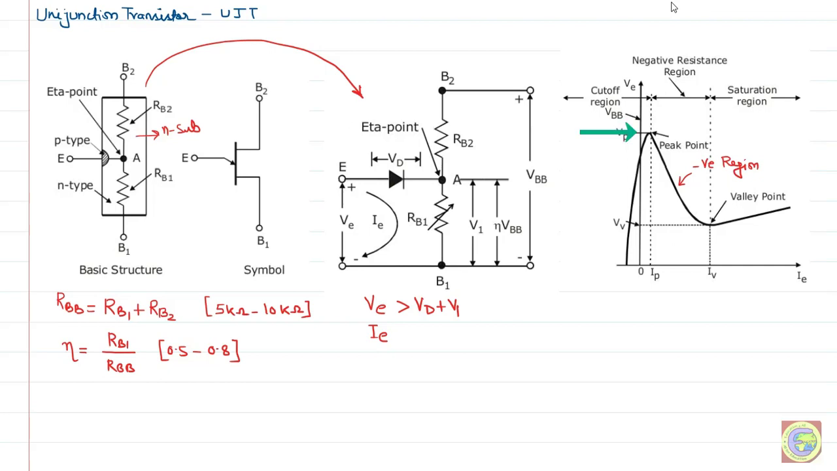This value is known as the peak voltage. It is the peak point. This value is represented as the valley point voltage, VV. The graph is between the emitter voltage and the emitter current. The negative resistance region, where we are going to use this as a solid state switch or an electronic switch, is this region. It is between VP and VV. Prior to this line, it is known as the cutoff region, and after the valley point, it is in the saturation region.